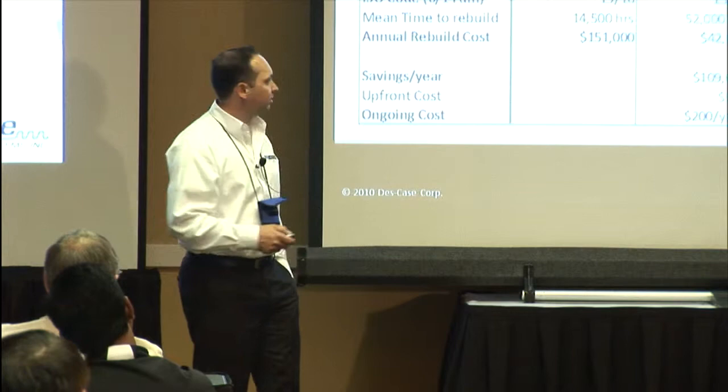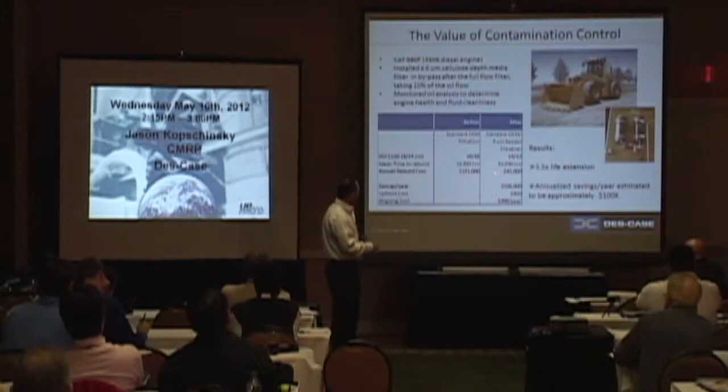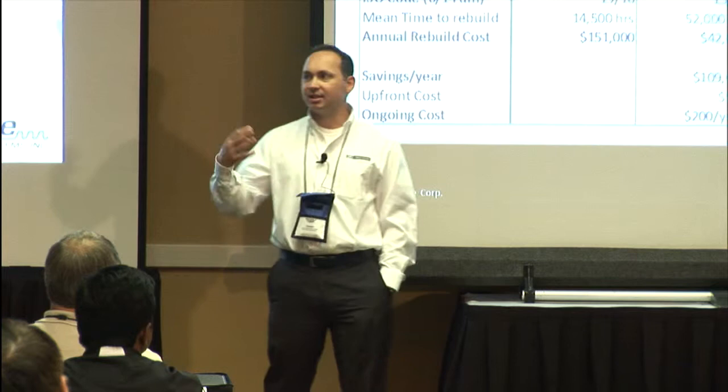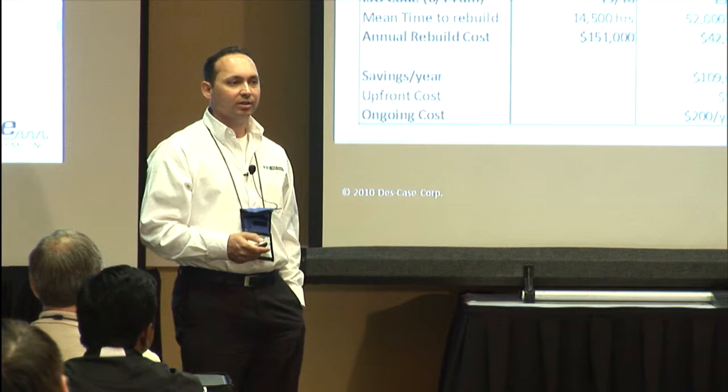So the results, 3.5 times life extension. We're getting 52,000 hours mean time between rebuilds. You annualize that savings per year at about $100,000. Over 5 years, that's a significant amount of money. The 5-year net present value is very significant now. It's almost as if, why wouldn't we do this? Very small upfront cost, huge return on investment.